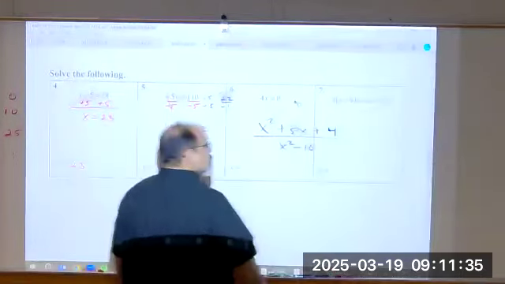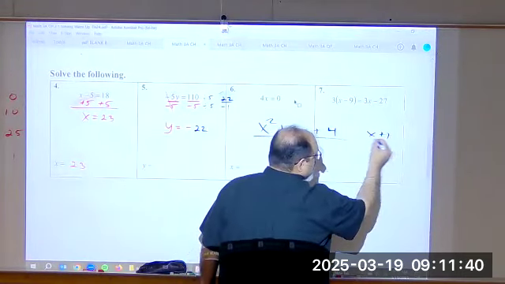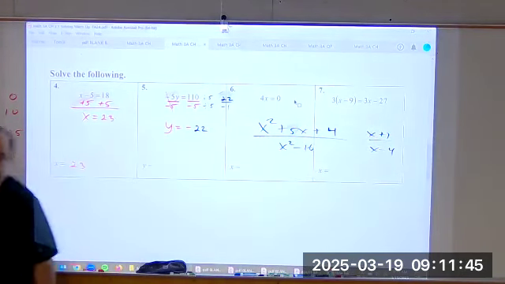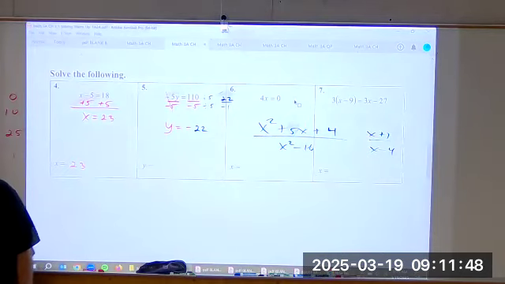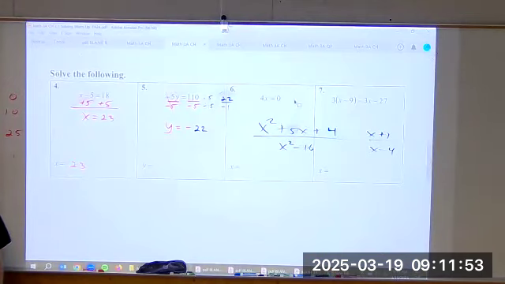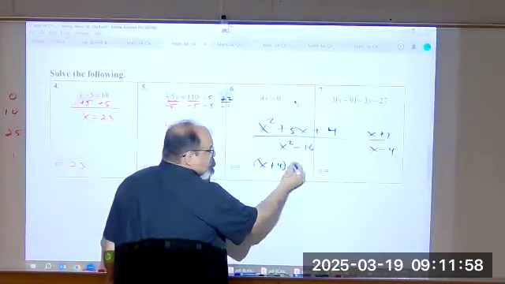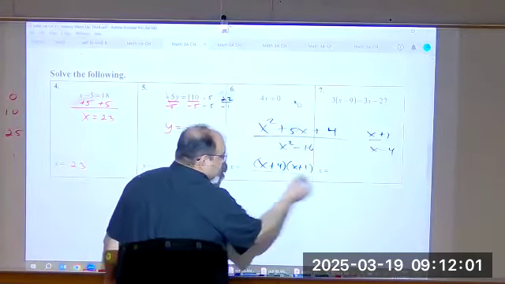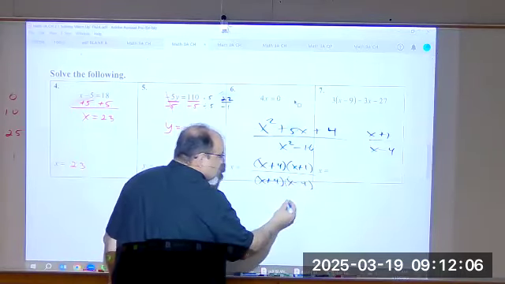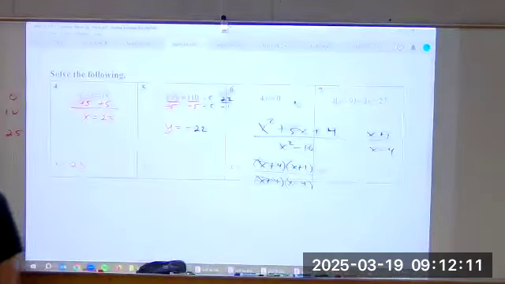This is going to equal x plus 1 over x minus 4. Because the numerator is x plus 4 times x plus 1, and the denominator is x plus 4 times x minus 4. x plus 4 over x plus 4 reduces. There's my common factor.